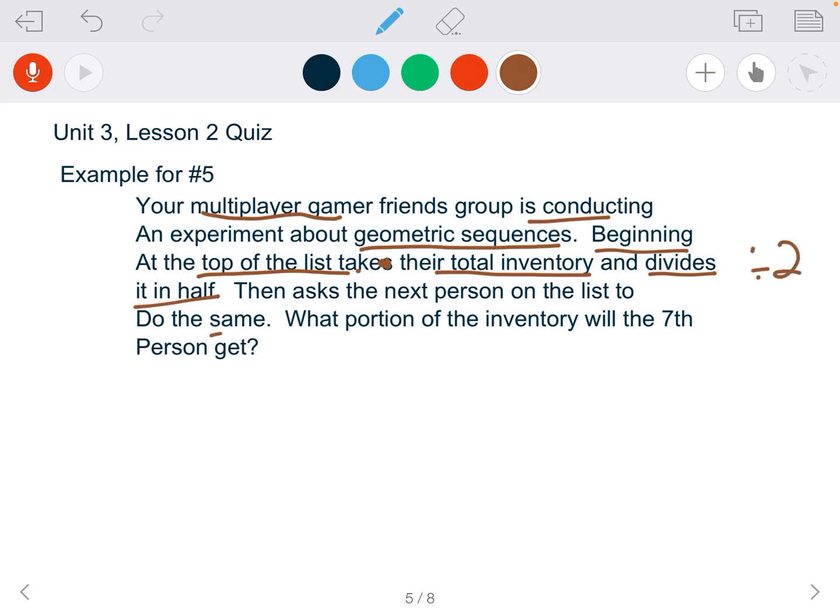Then they ask the next person on the list to do the same. So I'm going to divide it by 2. I'm going to ask the next person to divide it by 2, so on and so forth. What portion of the inventory will the 7th person get?